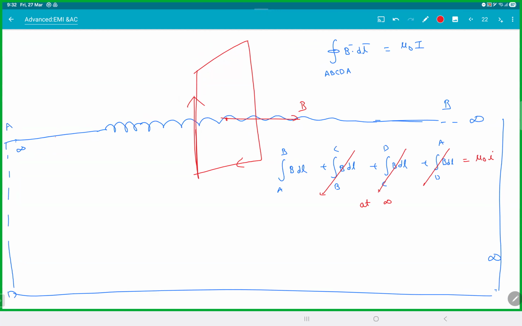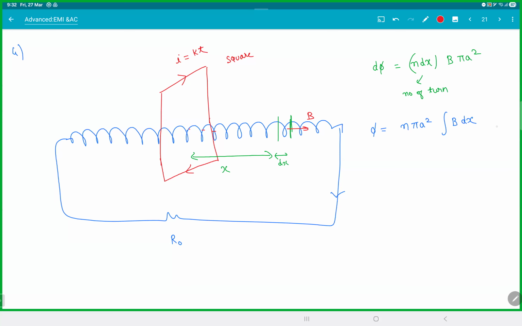So indirectly, what we proved is this integral B dx, which is nothing but n pi a square times B, that is nothing but mu naught into kt. This is your flux. Did you get the logic there? I cannot find B, but I don't want B. What I want is integral B dx, B into dx for this whole line.